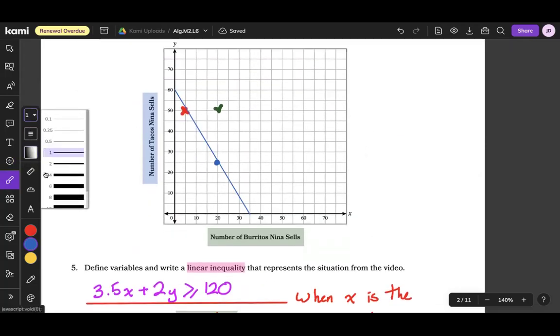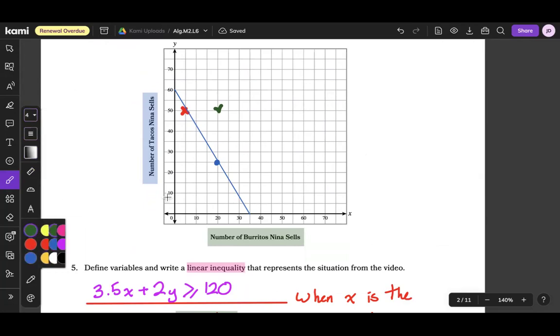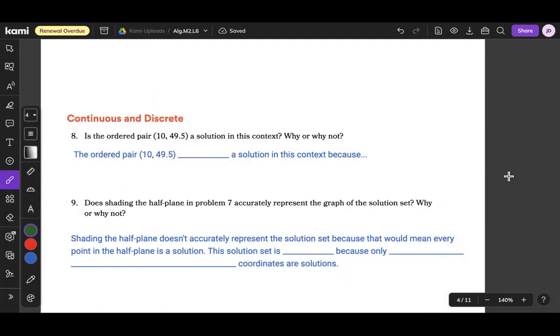So I think that makes it pretty obvious that you should be shading this side. So now you have your graph, and we have a couple questions to ask. Is the ordered pair 10, 49.5 a solution in this context? Why or why not? I've started it out for you.